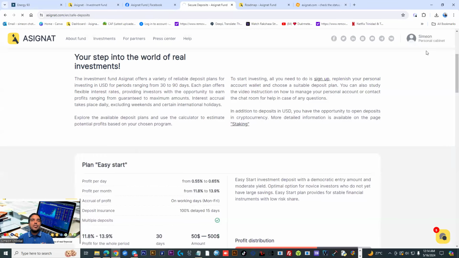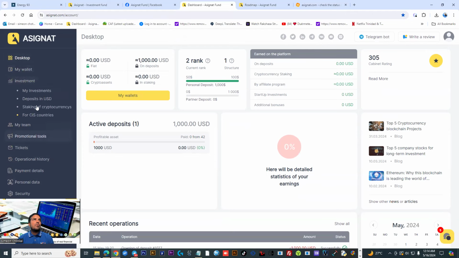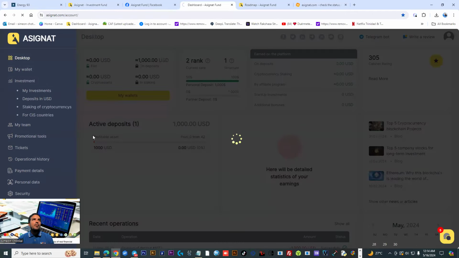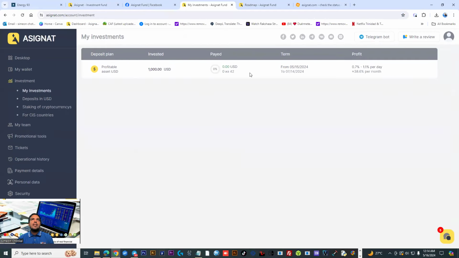As you can see, we started our journey today with Asignat, and it looks really, really amazing so far. So you can see we have an active deposit working. This here is the back office. You have your wallet and all this information here. So I just want to go into investment and go into my investment. And you're going to see basically what is working for us. Right now, we have this plan at 0.7% to 1.1% a day, roughly on a month average to the 8.6, right? So there's a lot of options available here.